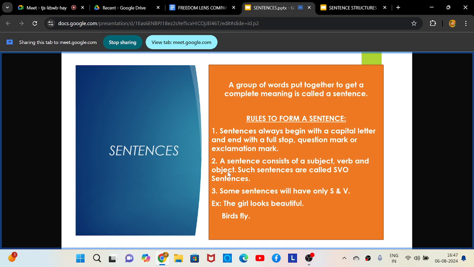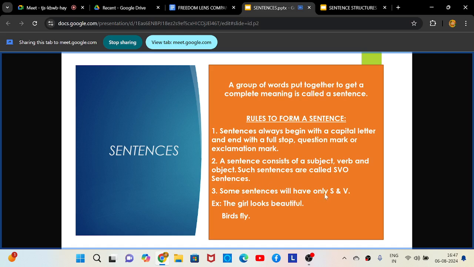So in the first class, that is in today's class, we will just learn what is a sentence and what are the types of sentences. Okay, what is meant by subject, verb and object will be discussed in the next class. So a sentence consists of subject, verb and object. Such sentences are called SVO sentences. So we can shortly call them SVO sentences.